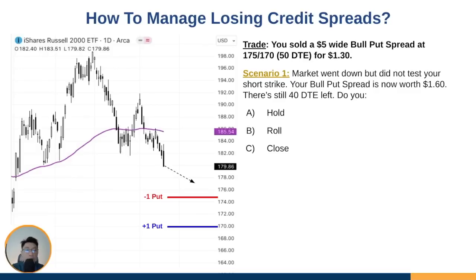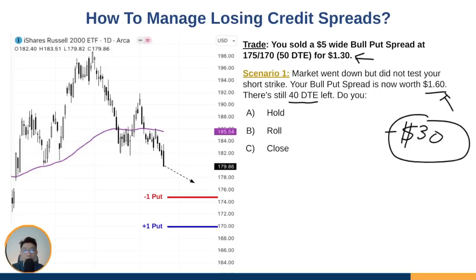The very first scenario is that the market went down, but it did not test your short strike. Although it did not test your short strike, your bull put spread is now worth $1.60, and now there's 40 DTE left, which means you're actually down about $30. If you do the math, you sold it at $1.30. It's right now marking at $1.60. That means you're at a loss of about 30 cents, which is $30. At this point in time, there's still 40 days to expiration left. So should you be holding, rolling, or closing at this point?